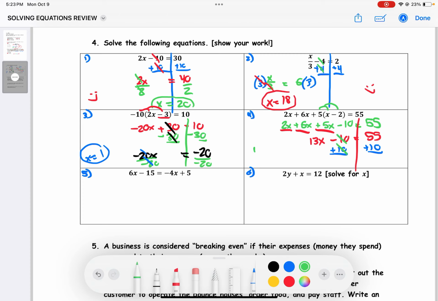So 13x equals 55 plus 10, which is 65. And then the opposite of multiplying by 13 is dividing by 13. And as gross as that fraction looks, 65 divided by 13 actually is just 5. So we are done. Moving on.